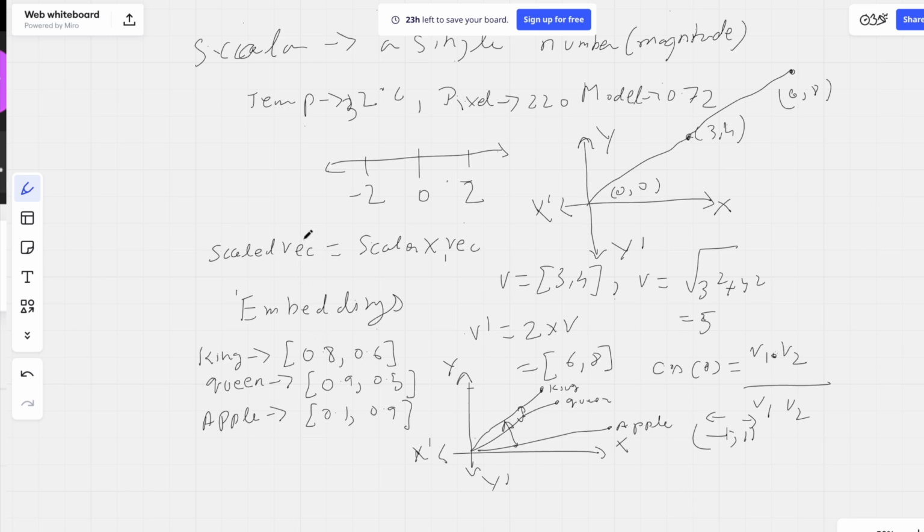Last but not the least, let's revise the concepts we have been through. A scalar is a single number, a kind of magnitude. A vector is a list of scalars having both magnitude and direction. Scalar cross vector is scaling a direction, basically shrinking or growing in a direction. So scalars define scale, vectors define direction, and together they let AI represent and compare meaning in numbers.